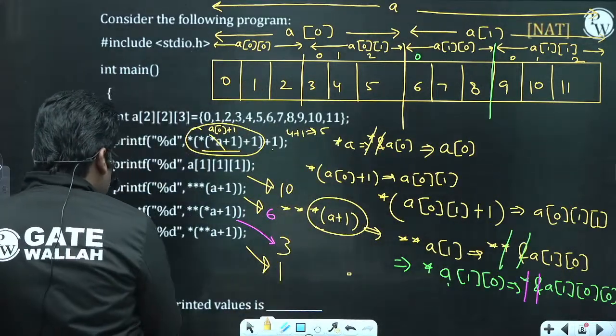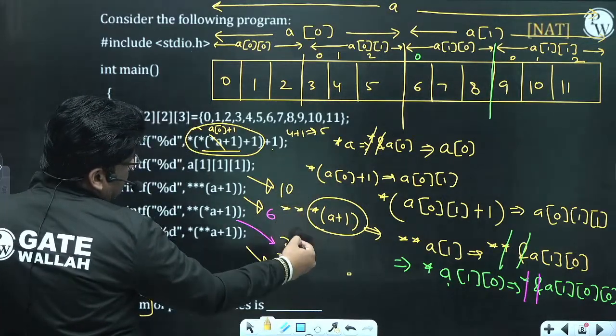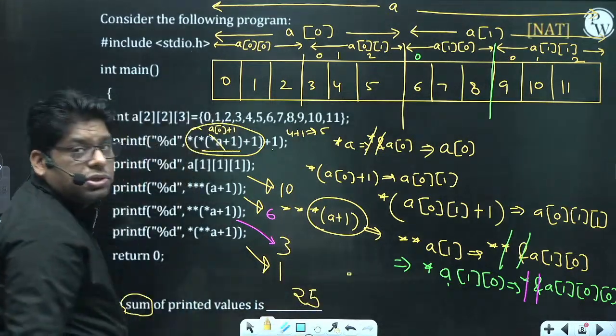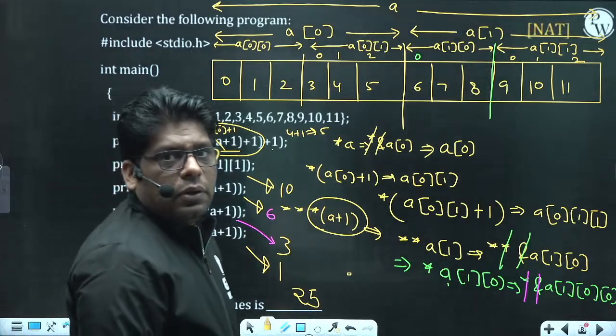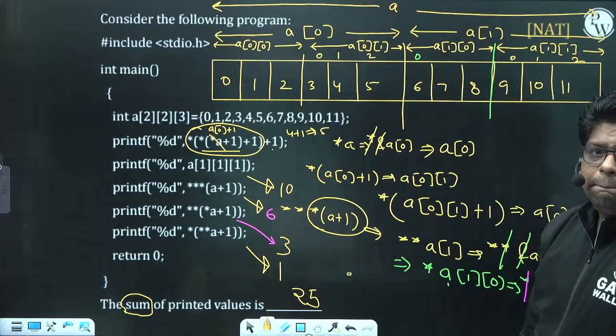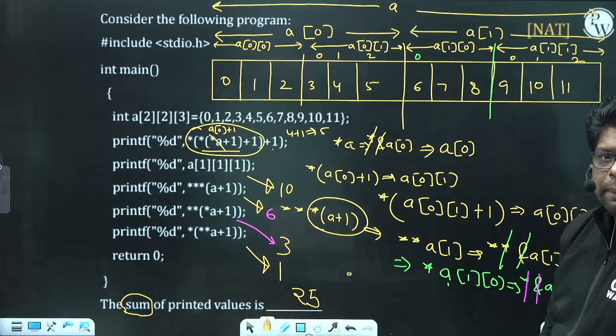And the question is asking the sum of values printed. 5 plus 10, 15 plus 9, 24 plus 1. The correct answer for this question is 25. Got it?